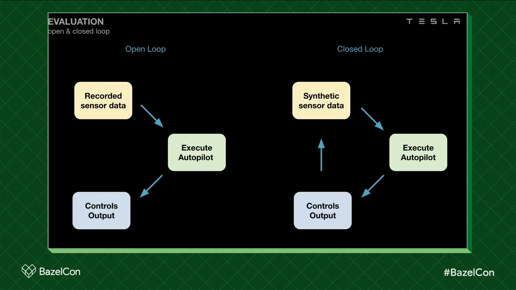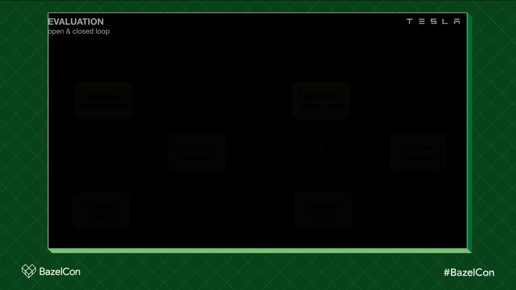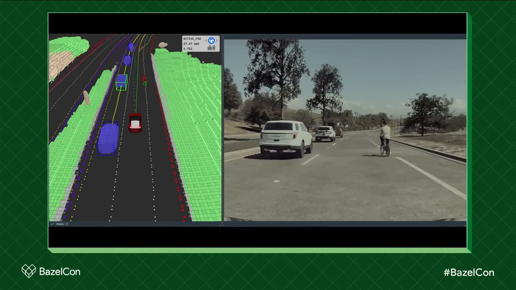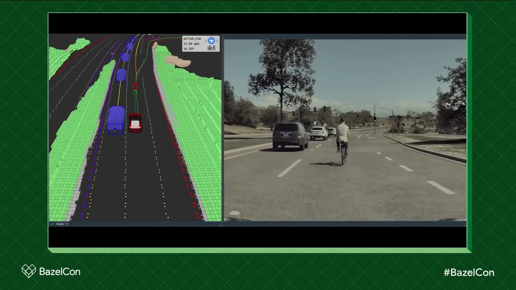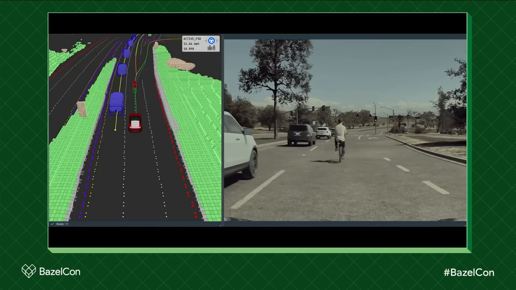Now that we know the two types of evaluation, let's see how we can use them to solve issues in autopilot. In this coming video, you'll see a cyclist quickly enter autopilot's lane. In order to avoid the cyclist, autopilot veers left. And you can see on the left here that the car gets very close to vehicles in the left lane. We can see from our data that this was a very uncomfortable experience that we need to address.